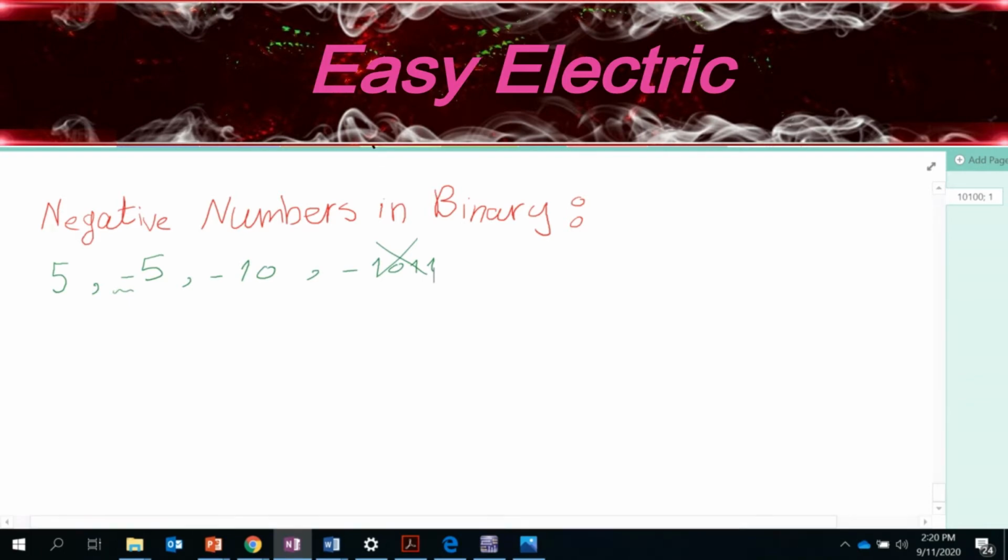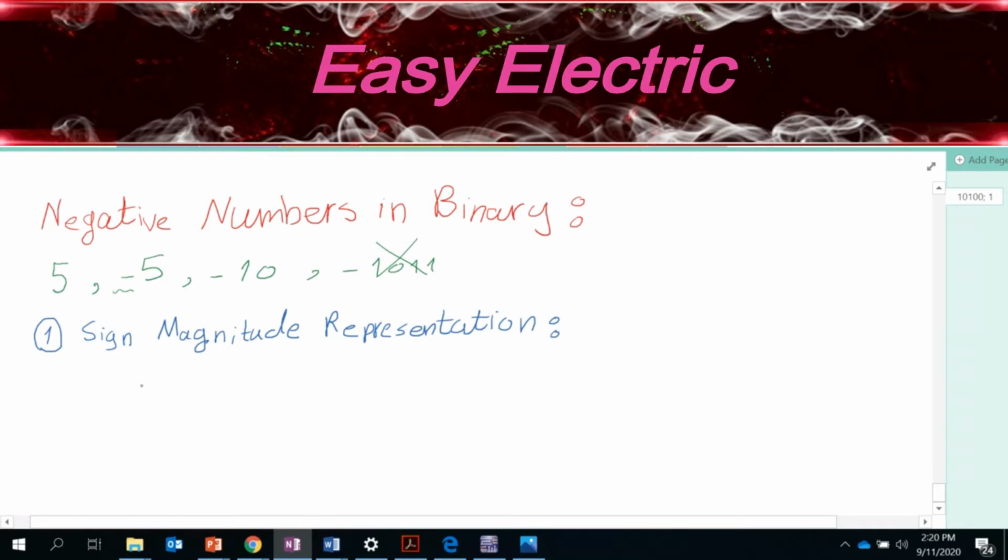There are actually 3 different methods. Here we start to mention each of them. The first method is using the sign magnitude representation. So let's see what it means. I write the method name here, which is the sign magnitude representation. Okay, so let's see how we could use this method to represent negative numbers in binary.